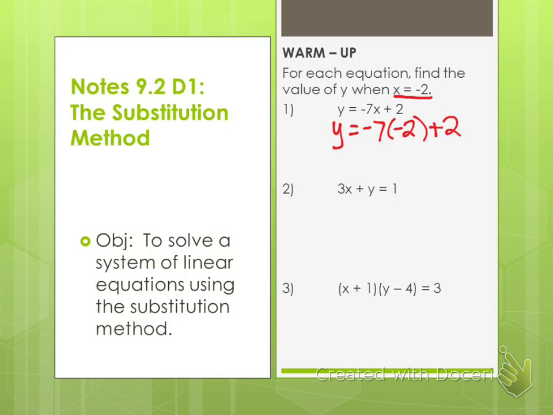All right, so Ryan said the first thing we do is multiply. A negative times a negative is a positive 14. And then we have to take 14 plus 2. We get y equals, anybody? 16. And that would be our answer on that one.